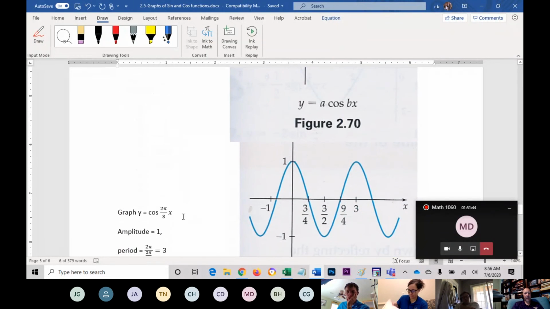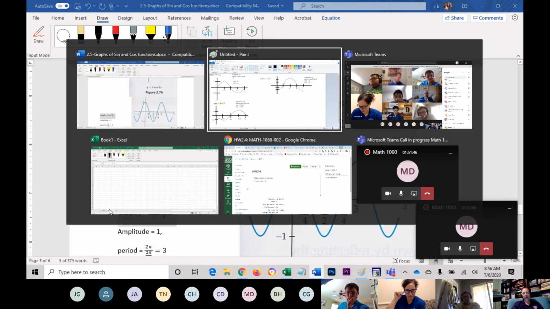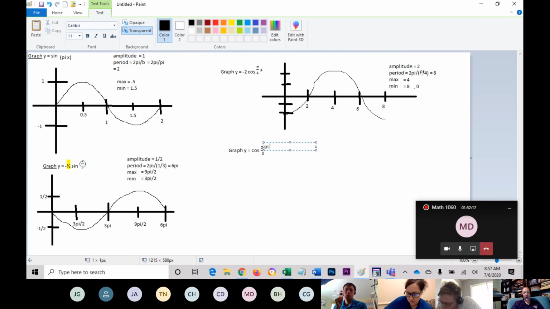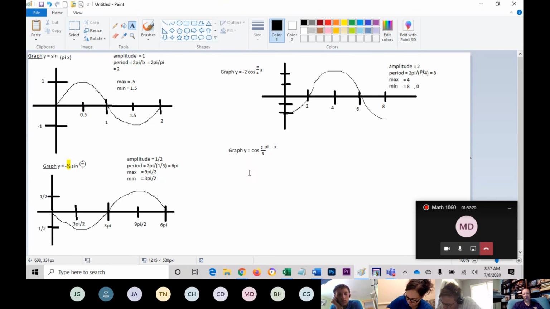Okay. How about this one? I think we better stop now because we're going to run out of places to put our stuff, right? Oh, that was not supposed to go there, but maybe I'll get lucky. Okay, perfect. I got lucky. Okay, 2 pi times x. And then the x is over here. Okay, so we're going to graph 2 pi thirds x, the cosine.